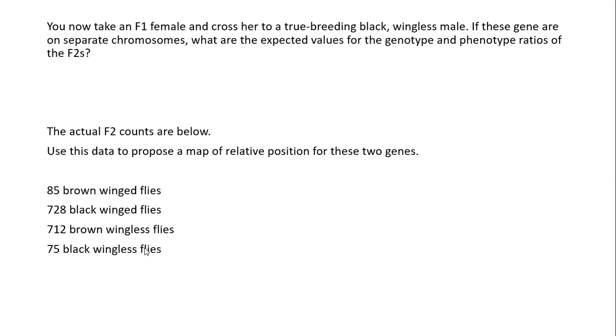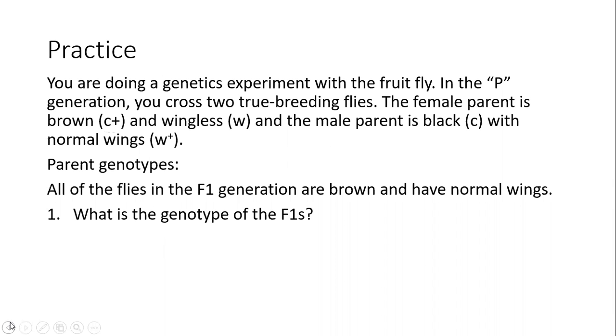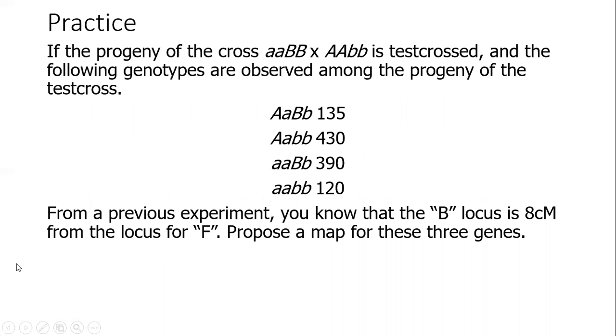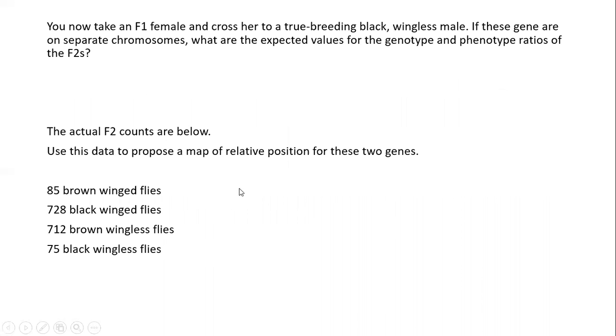So take a minute now and compare those back to the parents. Okay, so if you take a look back to the parents, and I guess I could scroll back too. So the parents were brown and wingless, and black and winged or normal wings. And so you can see that these ones in the center, the 728 and the 712, are the parental types.